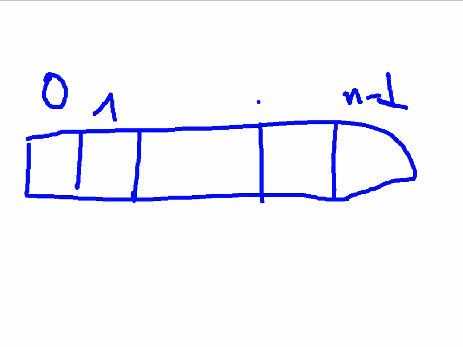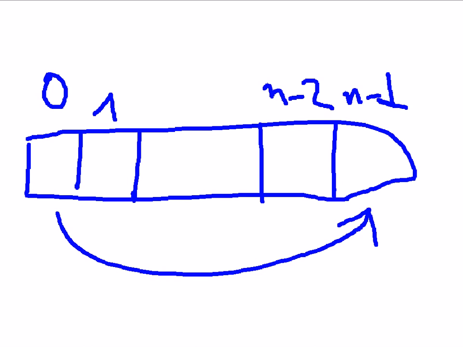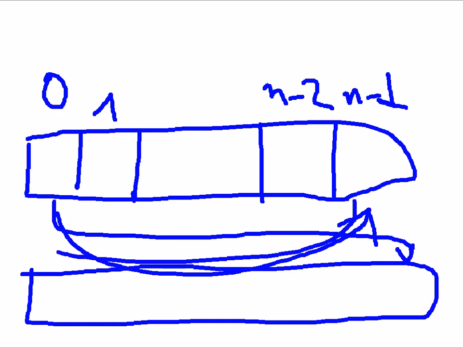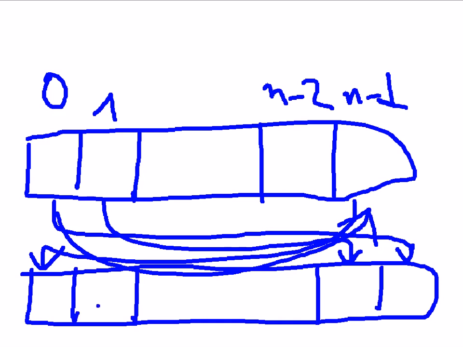We make some simple calculation. If we have position 0, position n minus 1, position 1, position n minus 2, etc., we need to move the last element here, the first here, etc. Right? This is reversing an array. There is a built-in function to reverse arrays, but we are just demonstrating it.